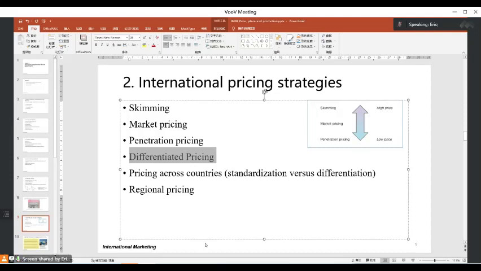Also, for the same product, if we sell to different segment markets, to Europe, to Asia, to Africa, although we consider the delivery cost, maybe we will set a different price, because people from different countries can afford different prices. Also, the price may depend on the region.